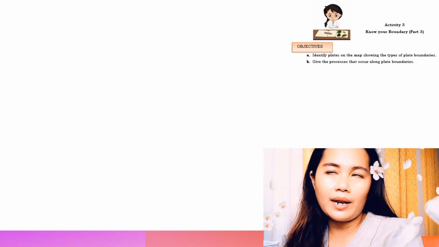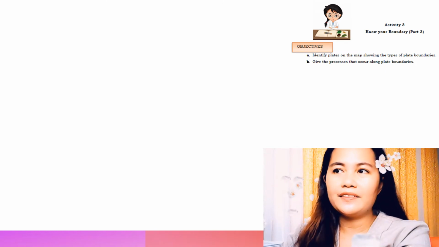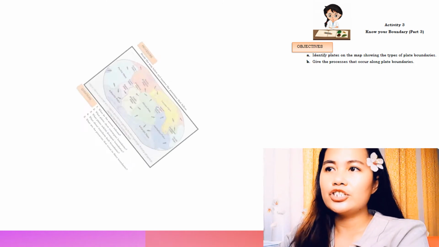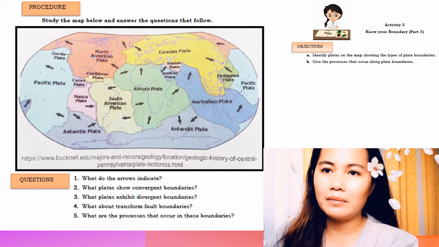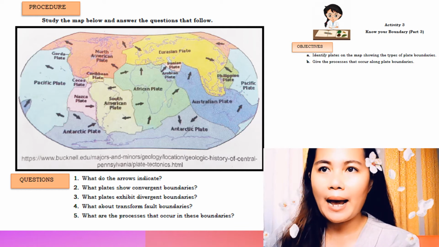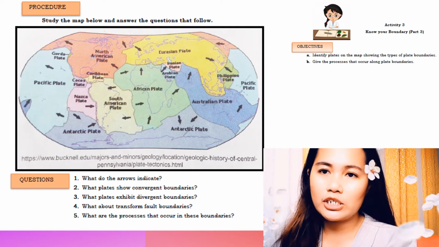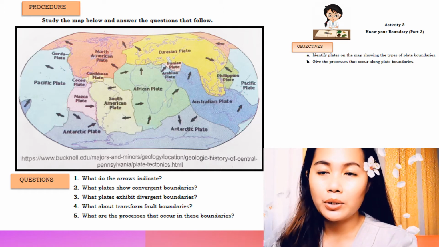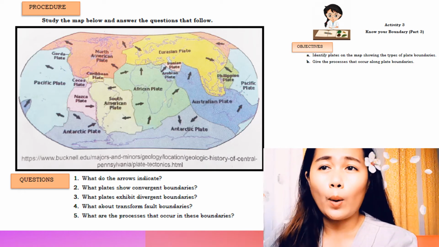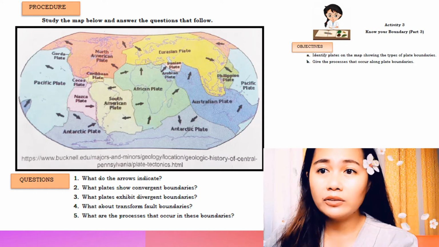Activity number 3, know your boundary part 3. Identify the plates on the map showing plate boundaries and give the processes that occur along these plate boundaries. Naihatag diri ang map nga naay mga arrows. Question number 1. Unsa ang gi-represent aning mga arrows? Question number 2. What plates show convergent boundary?